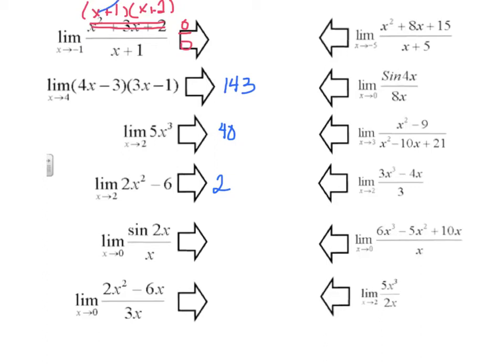So the x plus 1 divided by x plus 1 is, I'm sorry, 1. Now I plug in negative 1. Again, I try it again. Negative 1 plus 2 is 1. That is the limit.